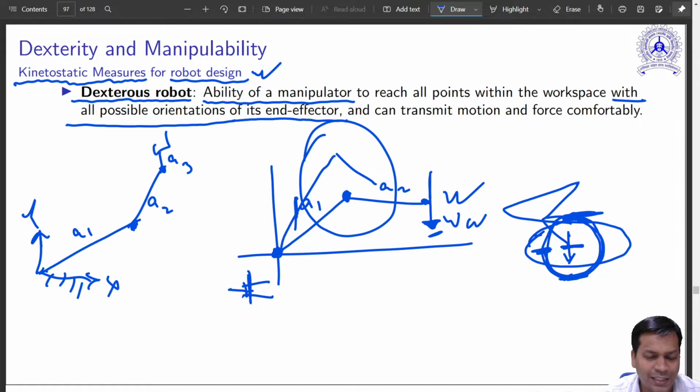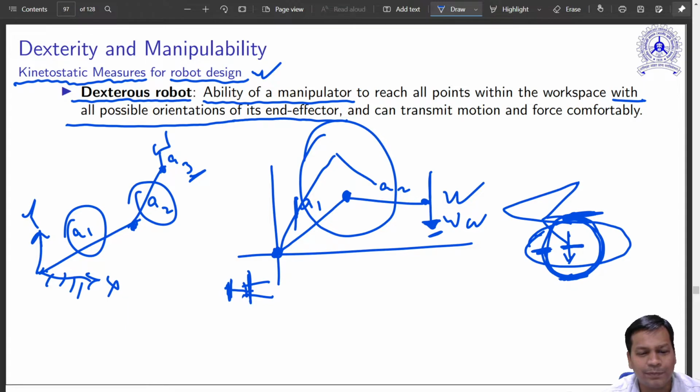So this tells clearly that you should be able to orient yourself in all the possible manners. That means the dexterous space for this robot will be the sum of A1 and A2 only. That means A3 is only for orientation. So the last link is only used for orientation. This is in the case of planar 3R.